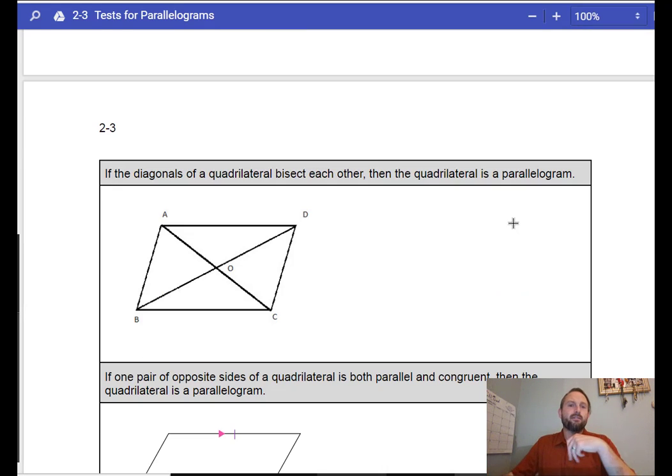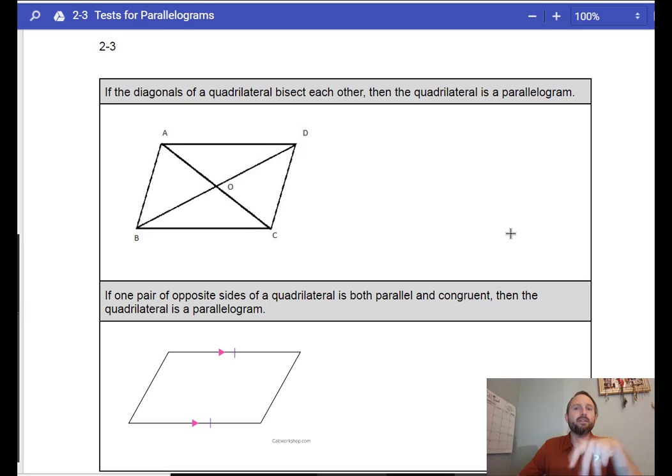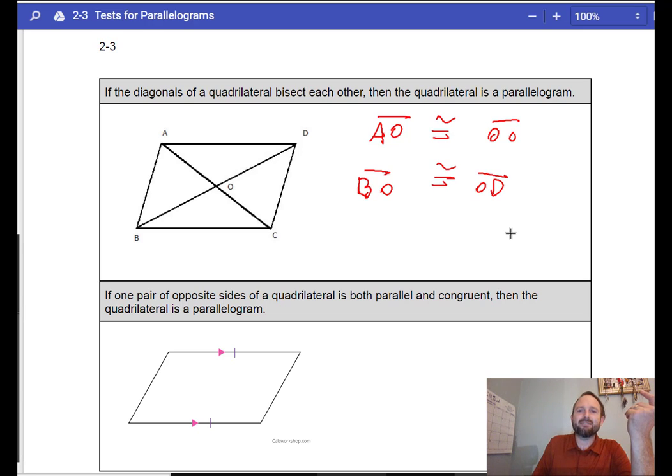If the diagonals of the quadrilateral bisect each other, then the quadrilateral is a parallelogram. Well, from last section, we know that AO is congruent to OC. And we know that BO is congruent to OD. Now, we don't need to say which ones, we can mix it up a little bit, like BO is congruent to DO, so that's fine. But if they're congruent, then it's a parallelogram, because in a parallelogram, the diagonals bisect each other. Let's go on.